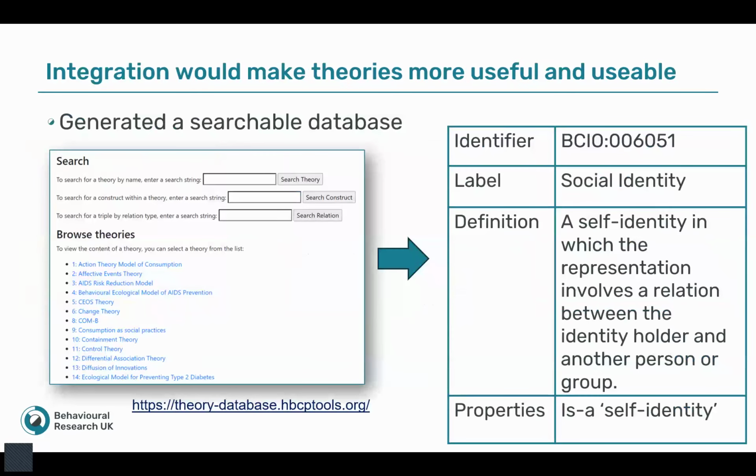Once we've done this, we could then create a searchable database that allows users to explore different theories and the concepts within these theories, and then importantly, where they overlap. So for example, I could search for a specific construct I'm interested in. So let's say social identity again, and the database pulls up all of the details about that construct in an ontology form. Next slide, please.